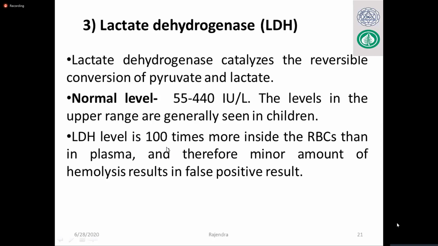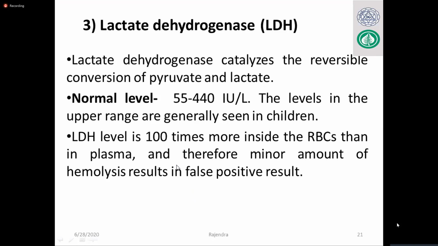LDH level is 100 times more inside the RBC than in plasma, and therefore a minor amount of hemolysis results in a false positive result. Many times once you start your duty in a clinical setup, when you are in third or fourth year, you will see how many samples are rejected by the biochemistry laboratory every day. We reject a sample even when there is mild hemolysis. Why? If there is hemolysis, there is a chance of a falsely high result.